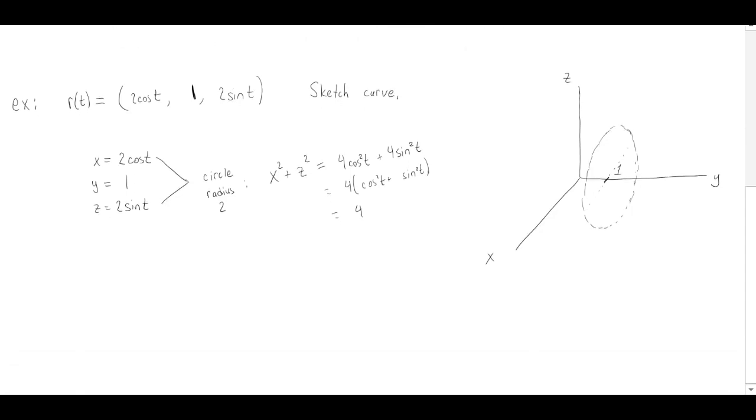So when you see cosine and sine, that helps you look for a circle in the equation, okay? Any questions about that?